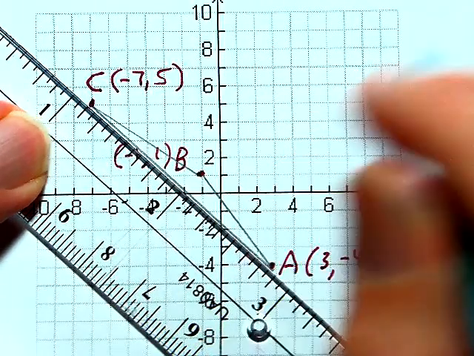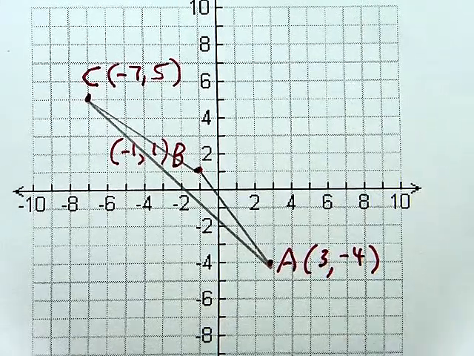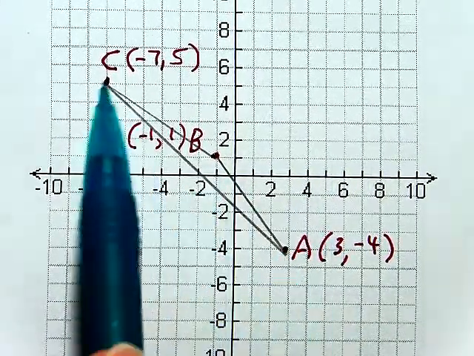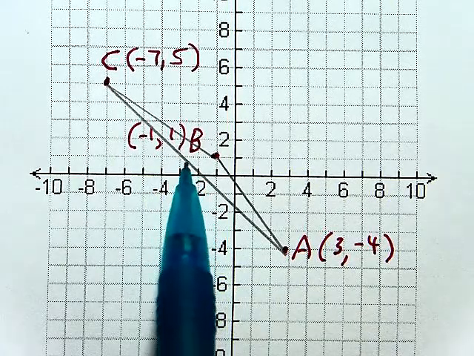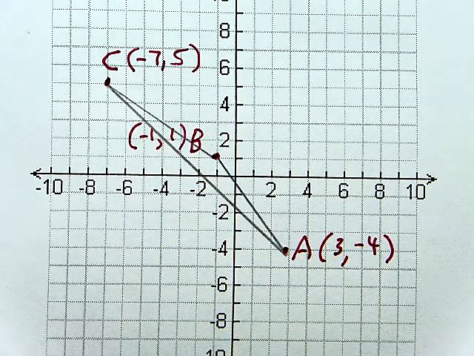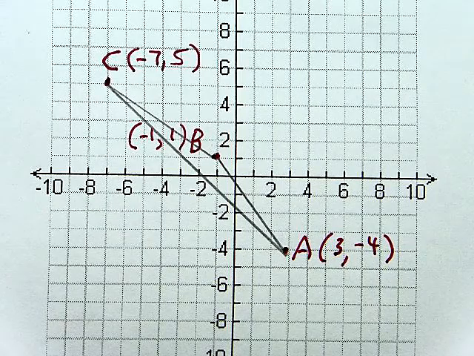Now we're being asked for the length of line segment AC. Okay, so that's from here to here. So that's this line here, the longest line. We're not told how to do it. We can do it any way we want.